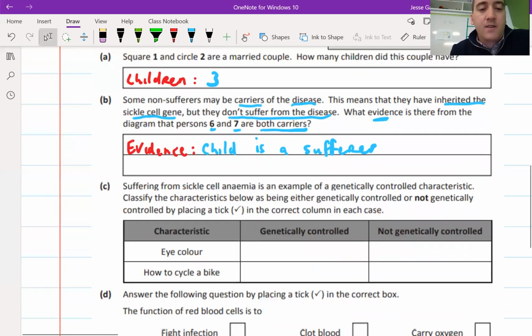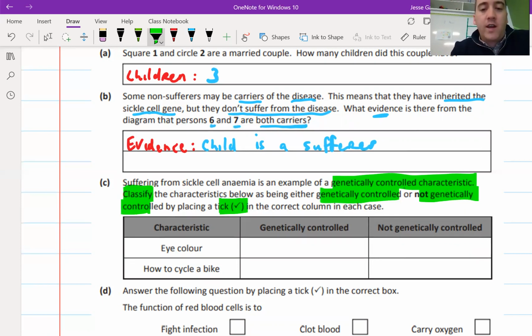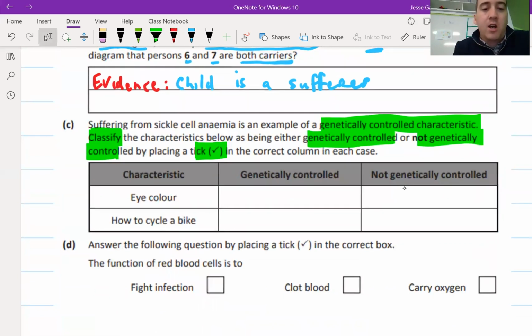All right, let's look at part C. Suffering from sickle cell anemia is an example of a genetically controlled characteristic, controlled by genes. Classify, that means group them, classify characteristics as being either genetically controlled or not genetically controlled by placing a tick in the correct column. If you don't have the exam papers, you need to make a copy of this table. Pause the video and do that now. Then put a tick in the box to say whether each of eye color and how to cycle a bike is genetically controlled or not. Pause the video, do that now.